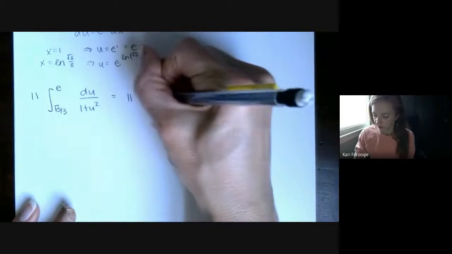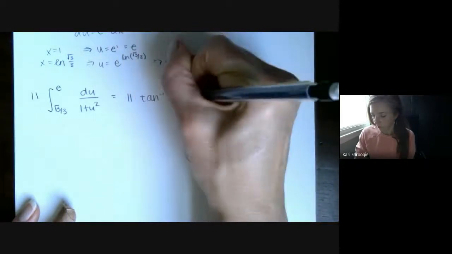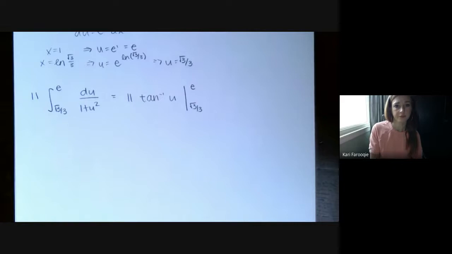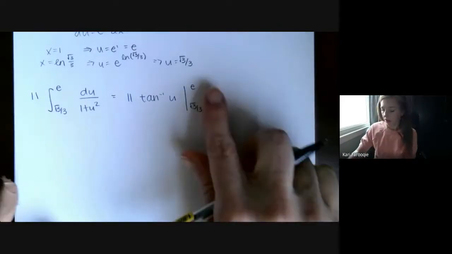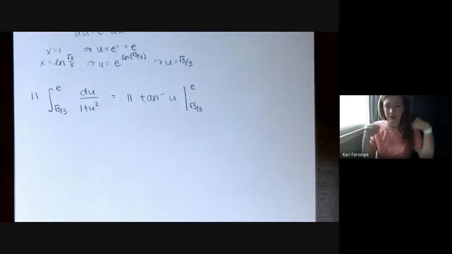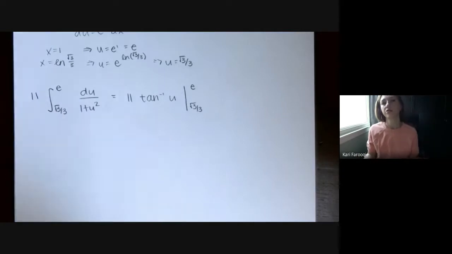So this is 11 times the inverse tangent of u, going from the square root of 3 over 3 to e. And if you're like me, you're probably looking at this e thinking, wait, did I do something wrong? Shouldn't that be a 1? Because in my mind, inverse tangent of 1 would actually give me an angle. Inverse tangent of e doesn't.